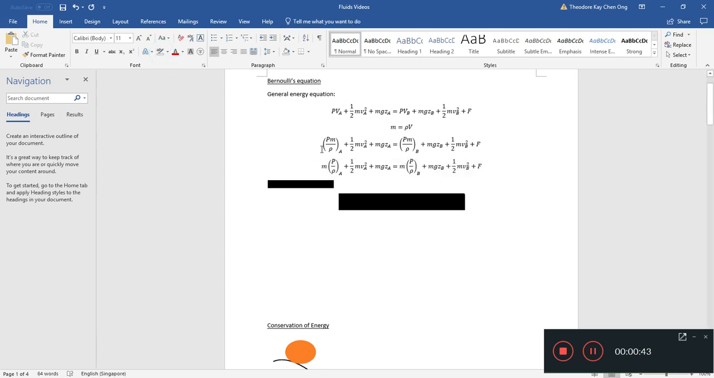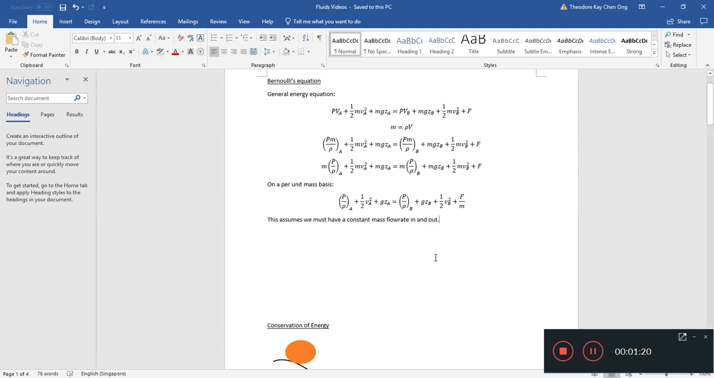And if I want to factorize the mass out, I can do so. So I'm factorizing the mass out, and then I'm going to divide throughout by the same mass flow rate. Once I do that, I will get this equation, and this assumes we must have a constant mass flow rate in and out.